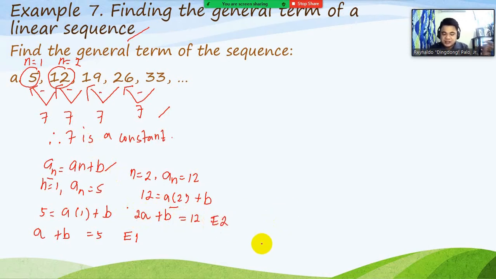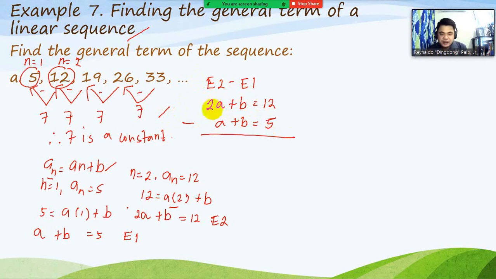Teacher, what's the next thing that we're going to do? We are going to solve for a and b. First, let's solve for a by subtracting equation 2 minus equation 1. Your equation 2 is 2a plus b equals 12, and please arrange it in column form, minus a plus b equals 5.